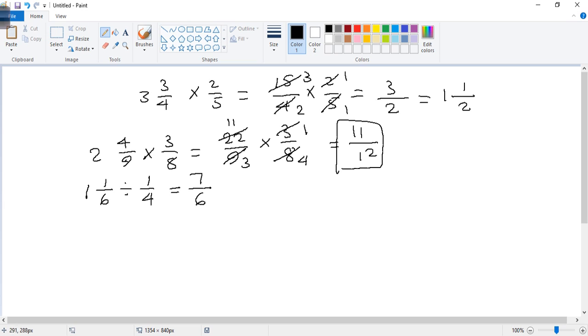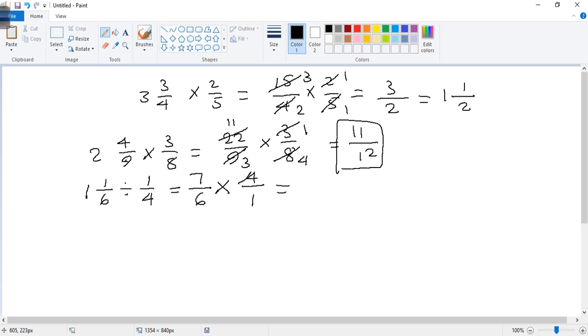And the division sign, we change it to a multiplication sign. And the second term, we do the reciprocal. What is the reciprocal? We flip it. Instead of 1 over 4, it will be 4 over 1. And now we simplify.